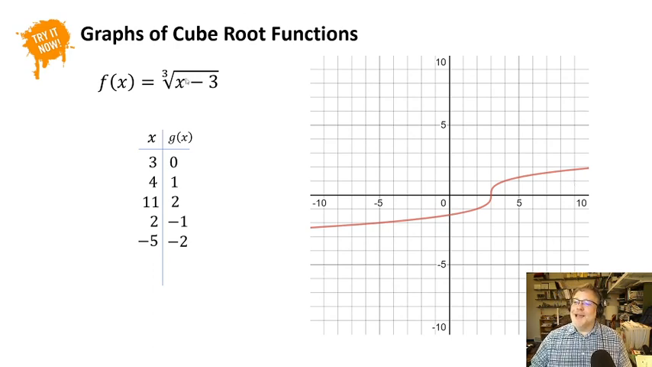When you took a look at this radicand up here, x minus 3, you knew that that was probably going to be the case, in which this thing gets moved to the right 3 spaces.